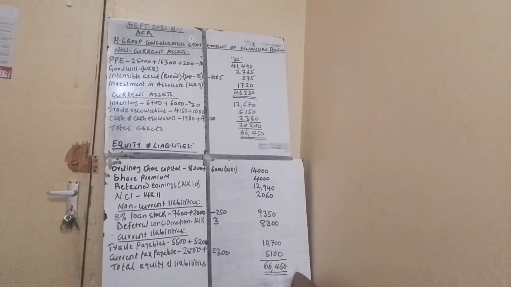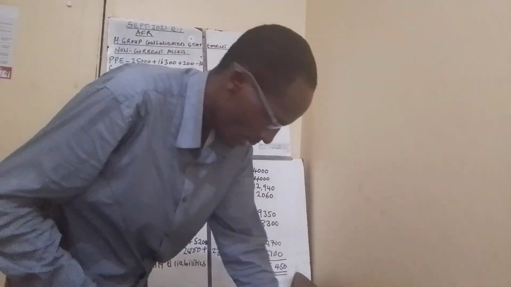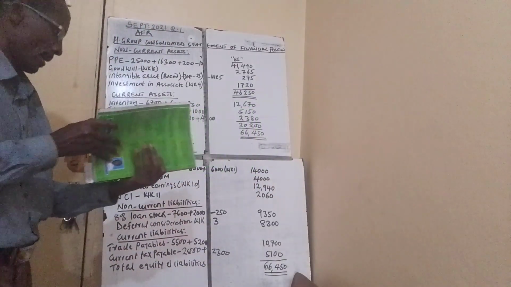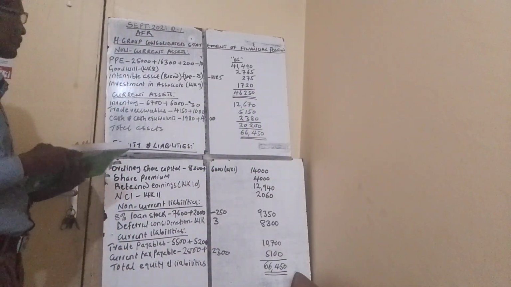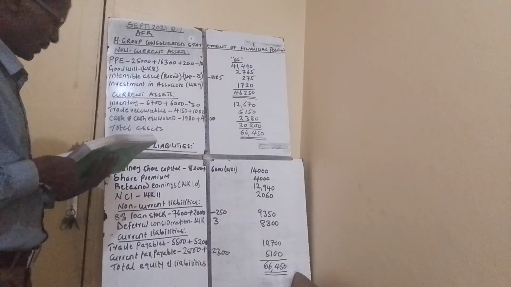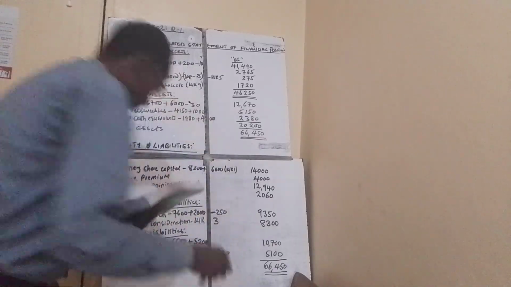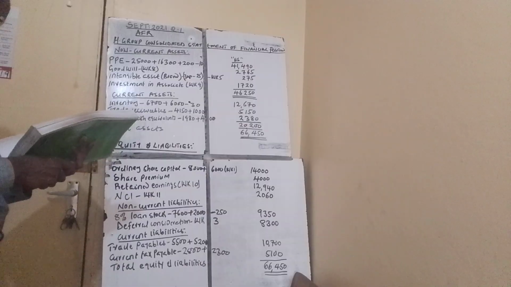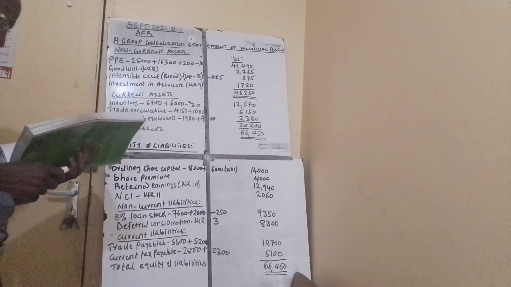Now let's see that from the other side. Consolidated statement of financial position. Now the answer is there. H group consolidated statement of financial position. We start with non-current assets. I believe you have the paper. So what you do, consolidating, go to statement of financial position as at first March 2020.